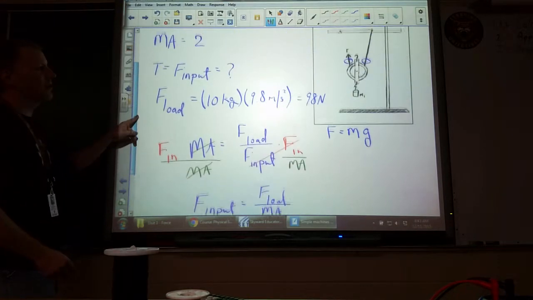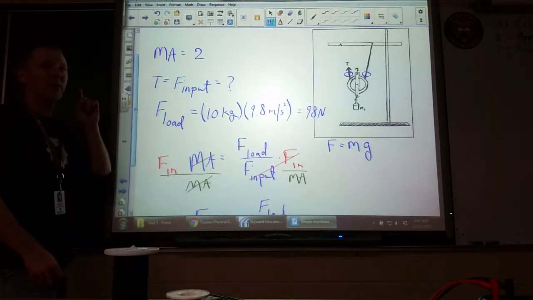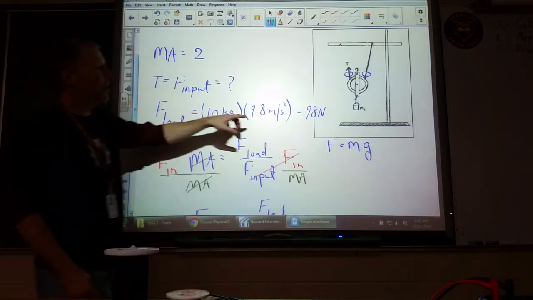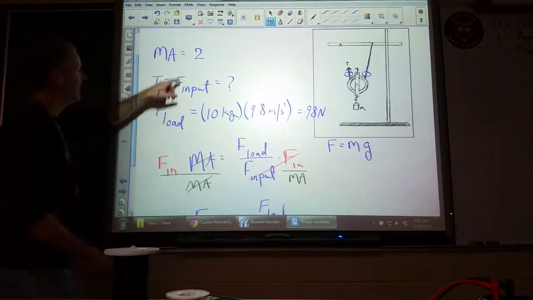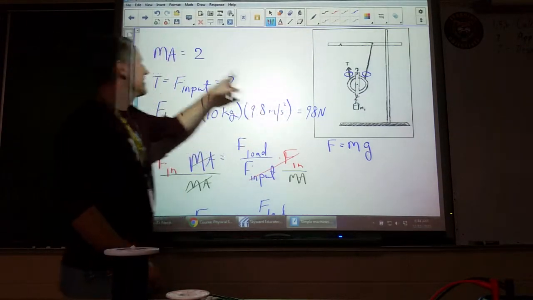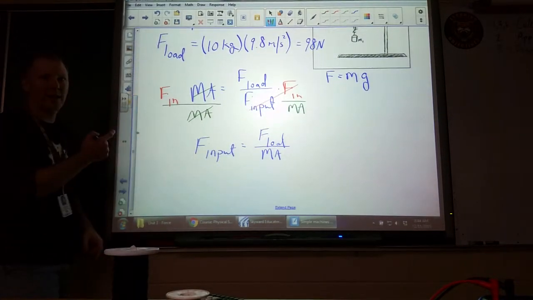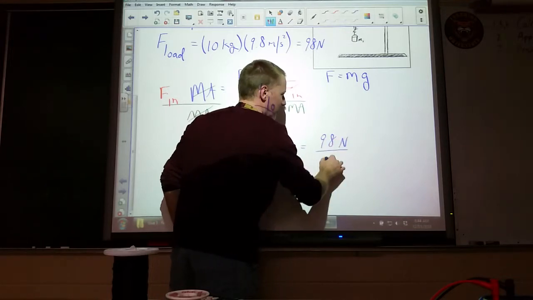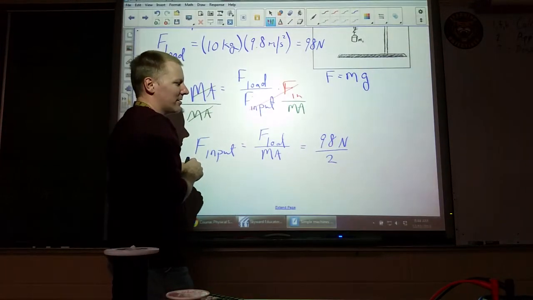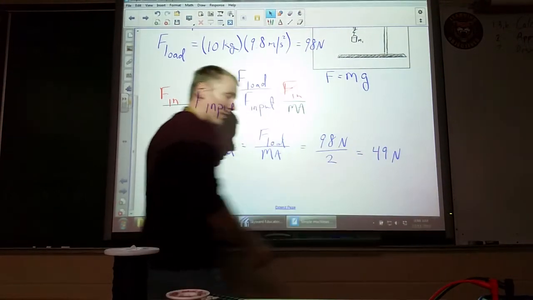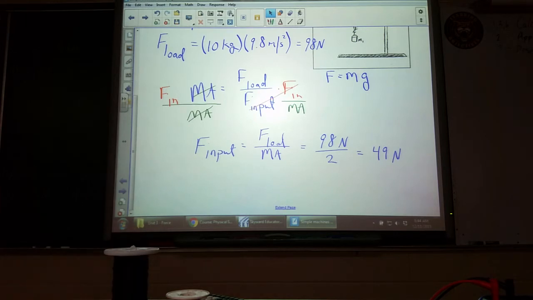Think about this again. With this pulley, do we expect it to be easier or more difficult to lift it? Easier. So we should apply less than 98 newtons. I'm only going to multiply or divide. If I want less than 98 newtons, I have to divide, which is exactly what we've got. 98 newtons divided by 2, 49. The tension is 49 newtons.